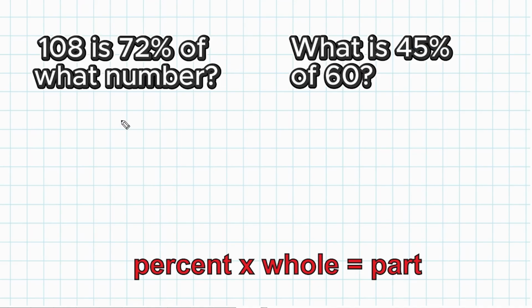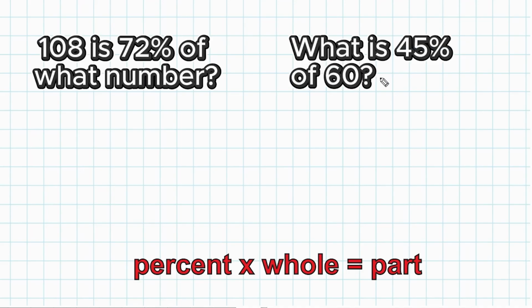In this problem here, they give you the part and we have to figure out what the total is. Because it says 108 is 72%, which means 72 parts out of every 100 of what number? So 108 is part of some total. We do not know what that total is, whereas over here we have to find the part because we are looking for part of 60, and that part is equivalent to 45%.